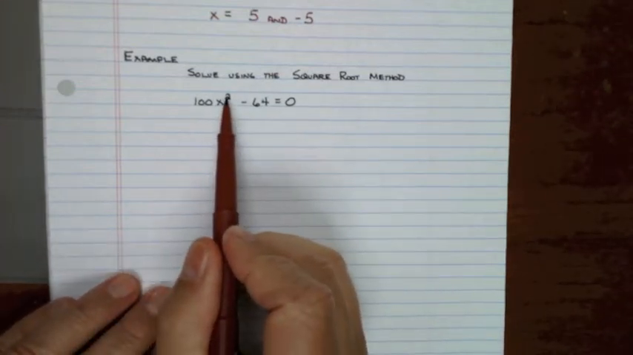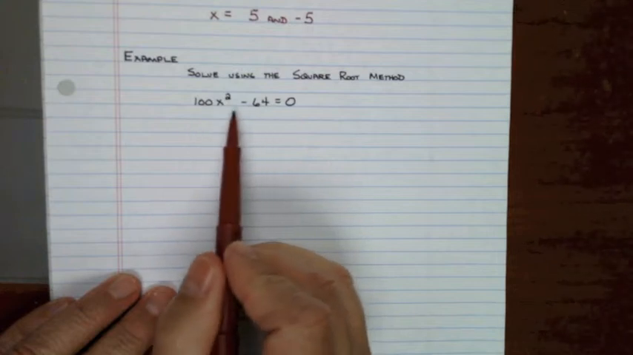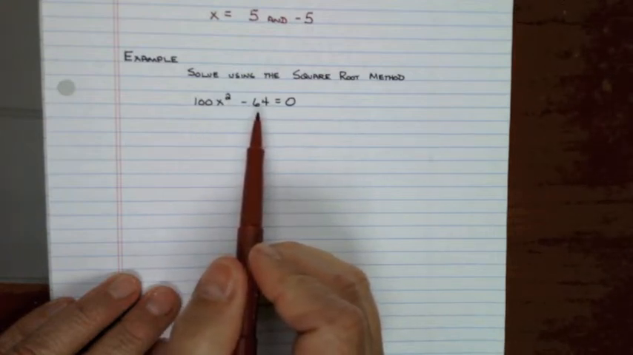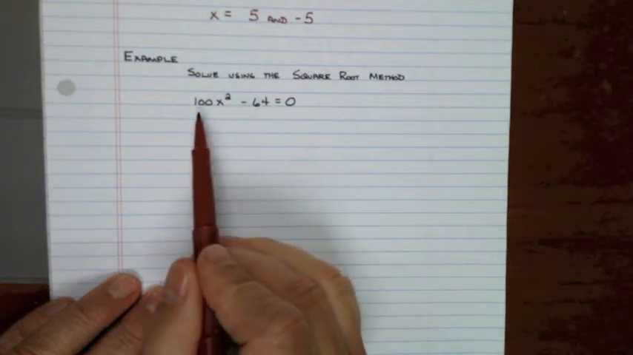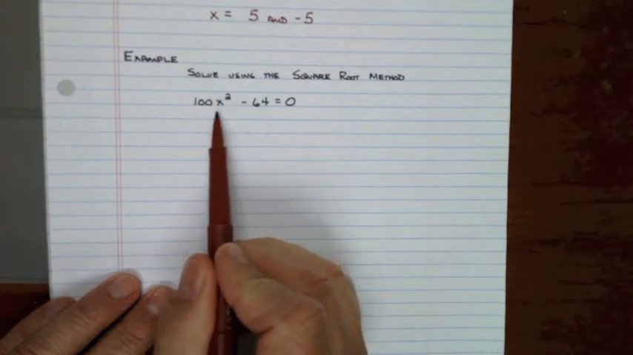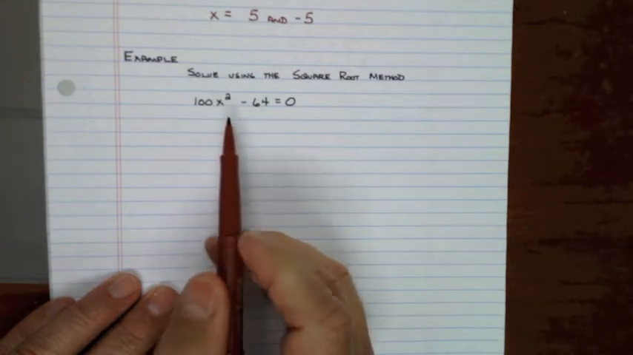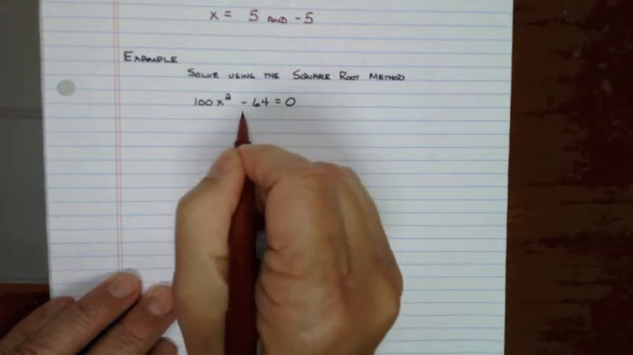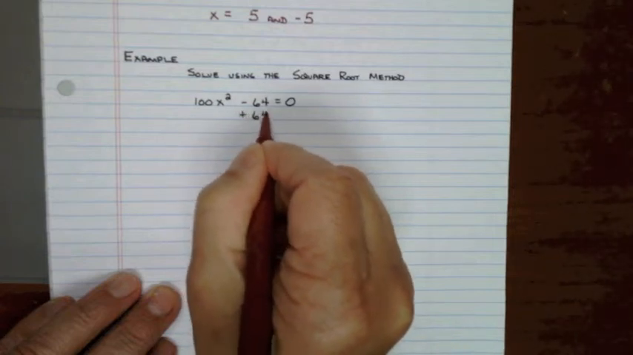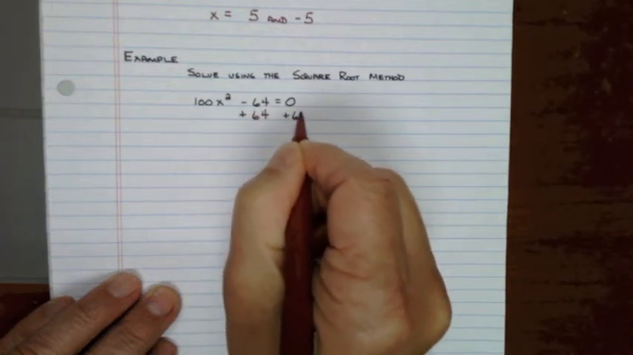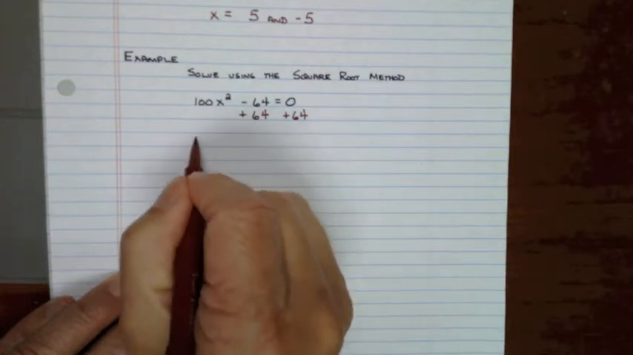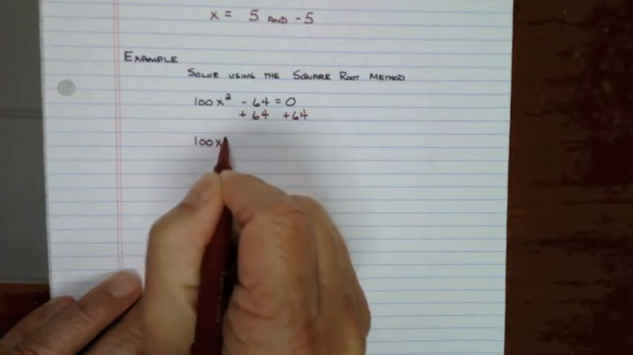I'm going to use the square root method for this problem. Again, this x squared needs to be isolated. I need to do my adding and subtracting first before I do my multiplying and dividing in getting this x squared isolated. That means I need to get rid of this -64. The opposite of -64 is +64. I'm going to add 64 to both sides. I'm going to bring down my 100x squared.